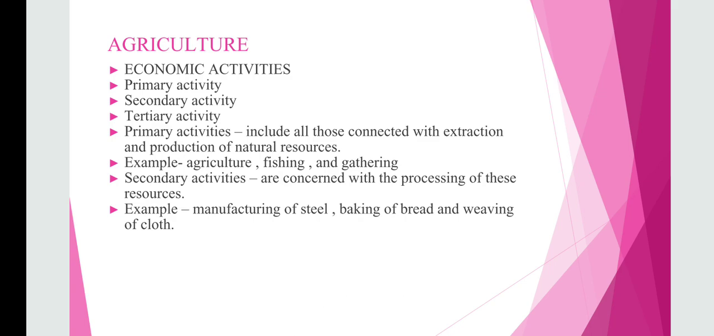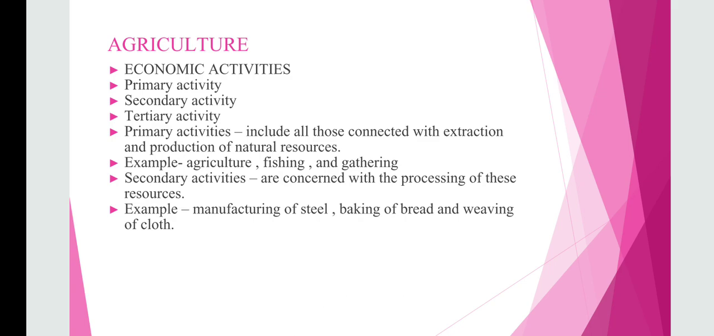Now let us go to the secondary activity. What is secondary activity? Whatever natural resources we get in the primary activity are processed in the secondary activity. Clear? That is, it is concerned with the processing of the resources which we got from the primary activity. Look, for example, manufacturing of steel. We extract iron ore, and that iron ore is processed and converted into steel.